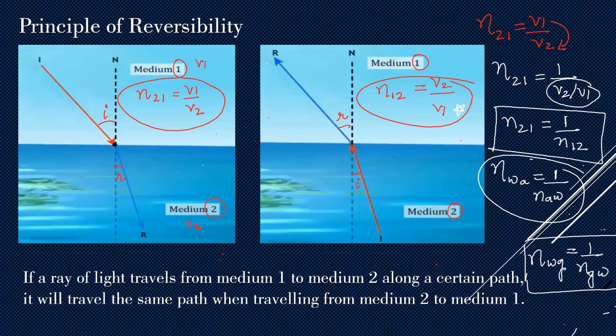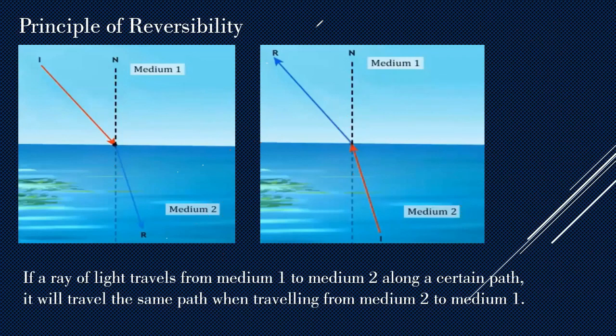As it is going to follow the same path, the values of angle of incidence and angle of refraction are going to be interchanged and the values will be the same. Magnitude will be the same, only the angle of incidence will become the angle of refraction, and the angle of refraction over here will become the angle of incidence. This is your principle of reversibility. Understood? Okay, let's move ahead.